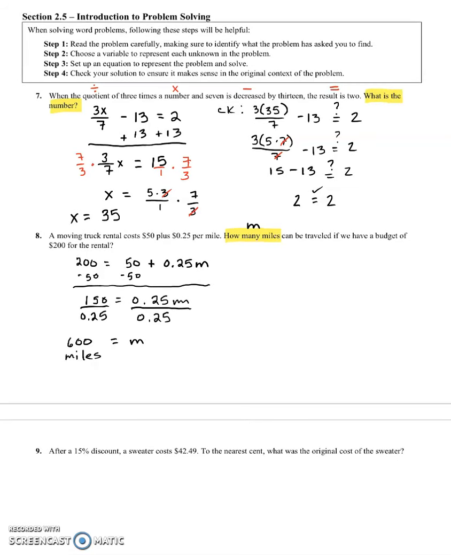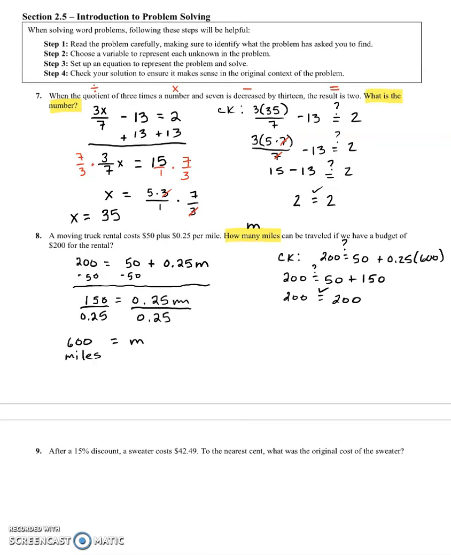Now let's see if that checks out. So check. We have 200 equals 50 plus 0.25 times 600. Is that true? Let's see. 200 equals 50 plus 0.25 times 600, which is 150. So 200 equals 200. Yes, so if we have a $200 budget, we can drive 600 miles.